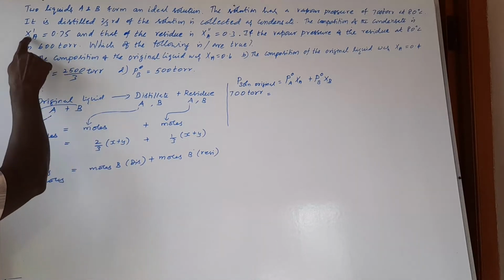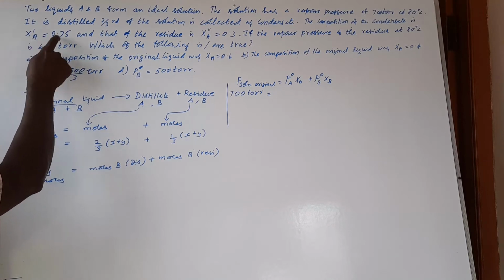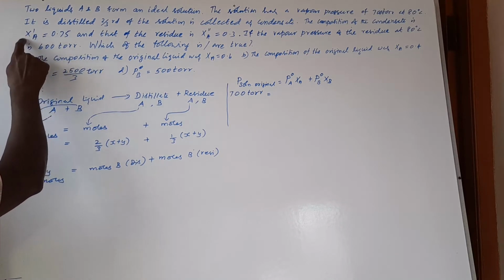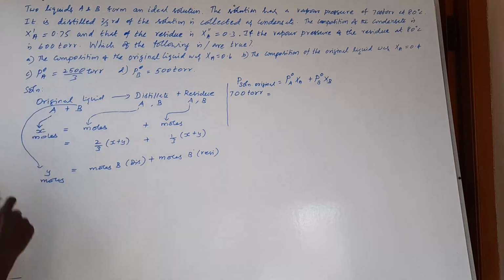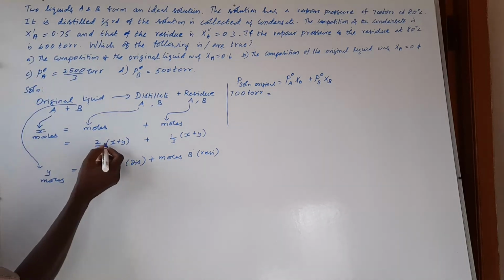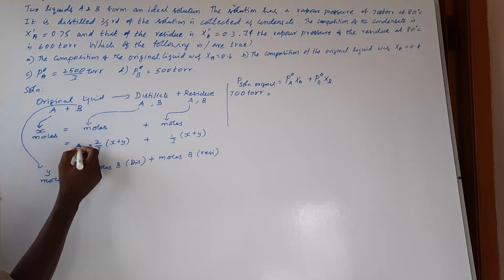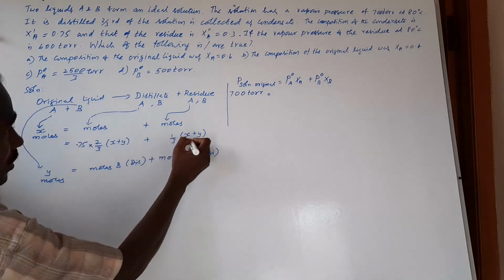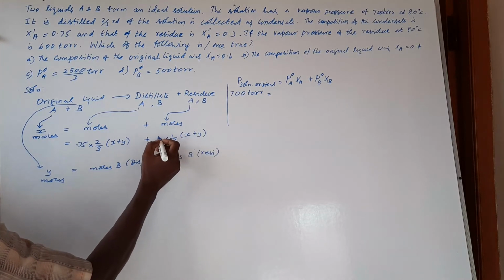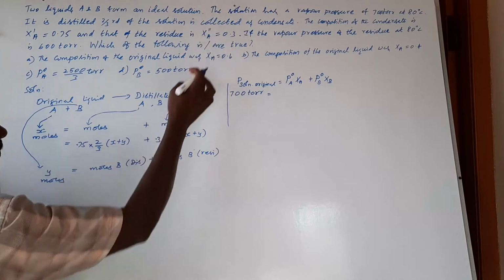Mole fraction of A is given, that is 0.75. Mole fraction is the fraction of A. So in this total, what is the fraction? 0.75 is the fraction of A. In this total, what is the fraction of A? 0.3 is the fraction of A.